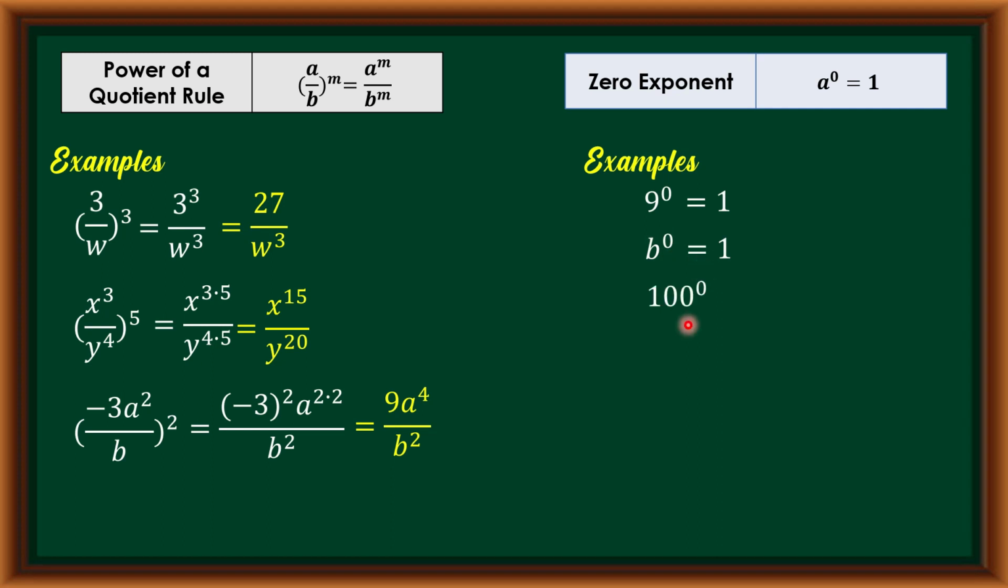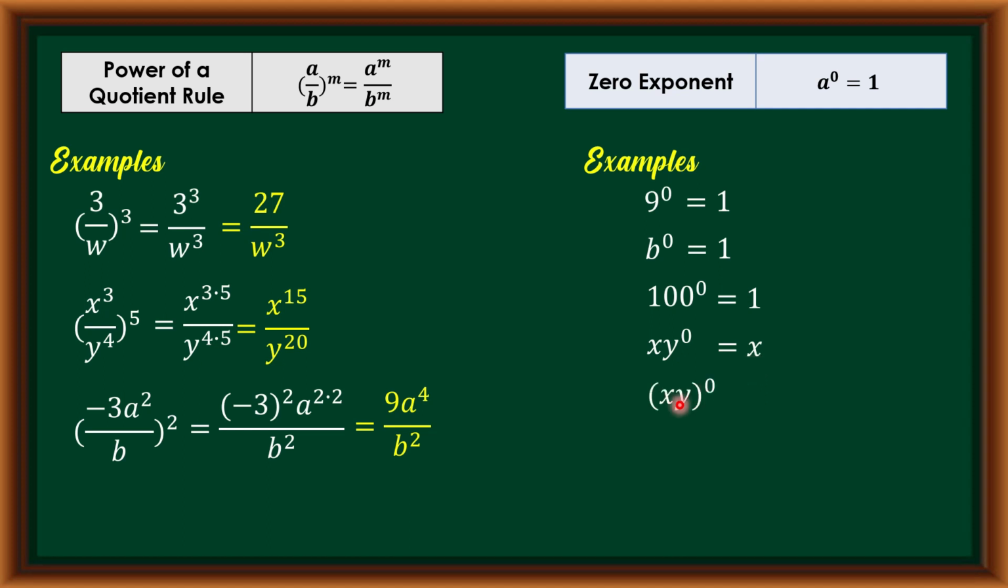How about 100 raised to 0? That is still equal to 1. Even if that is 1,000 raised to 0, 1,000,000 raised to 0, they are all equal to 1. How about this one? x times y raised to 0. And this one is equal to x. Why? Because the exponent 0 is for y only. Therefore, y raised to 0 is equal to 1, times x is equal to x.